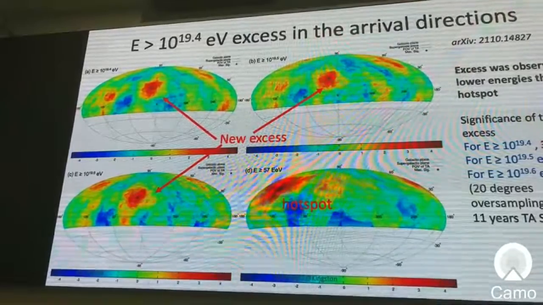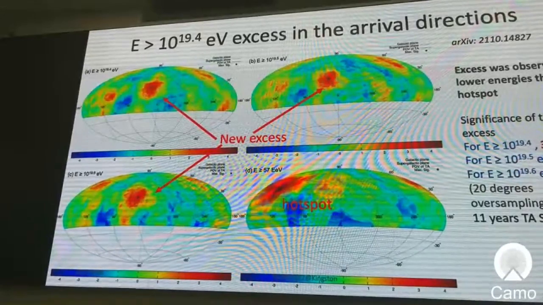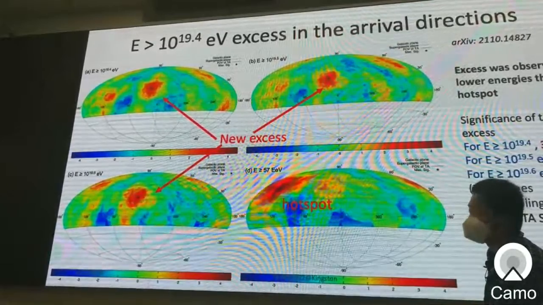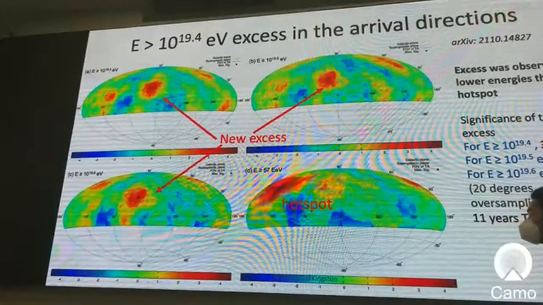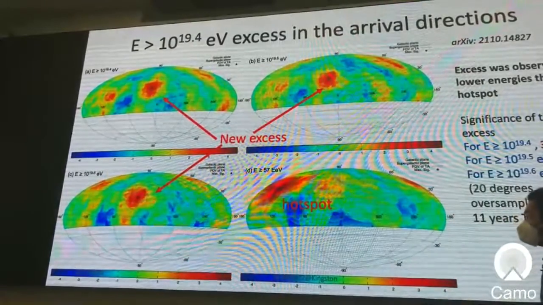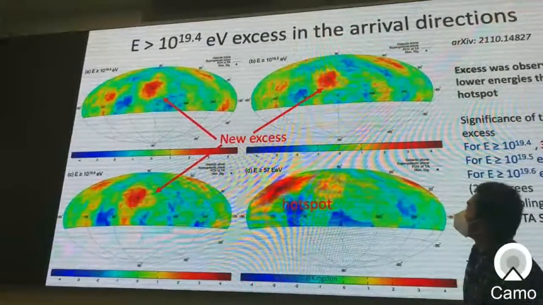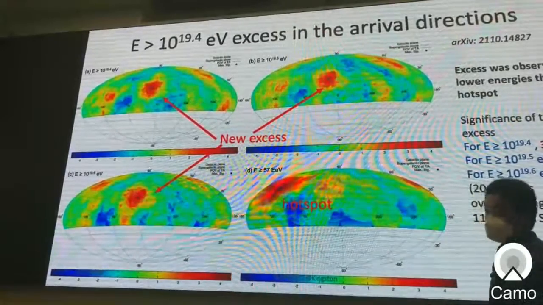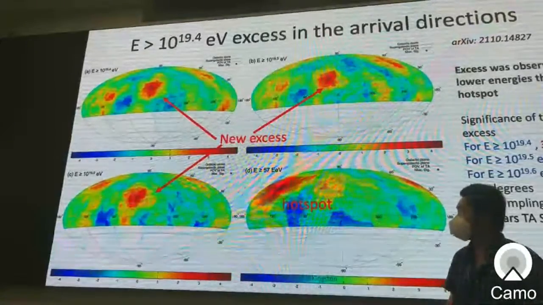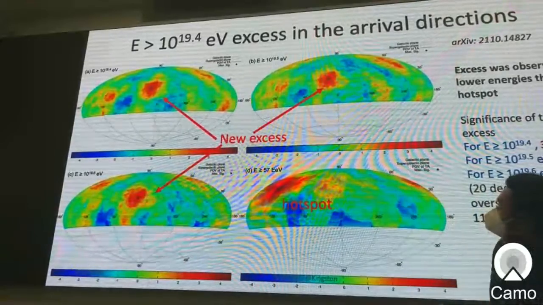And at a little bit lower energy, another excess was found recently, above 10 to the 19.4 electron volt. This is also a significance map as on the previous slide, in equatorial coordinates, but the center of this figure is shifted to locate the new excess at the center. So the hotspot is shifted here, and the new excess is drawn like this.